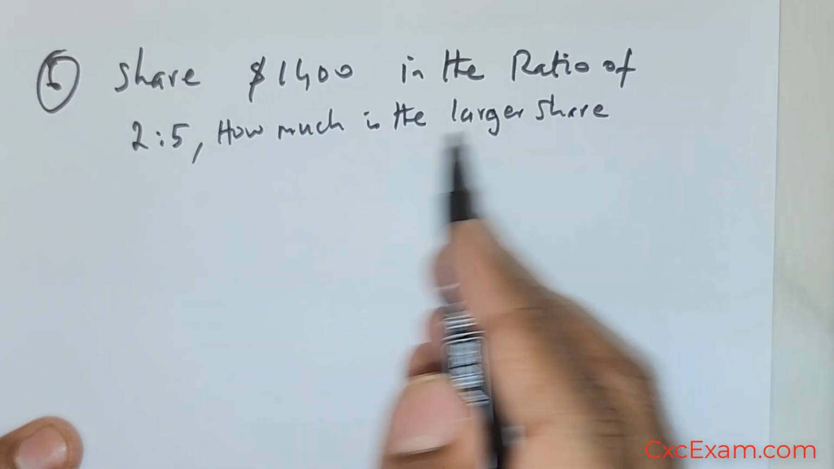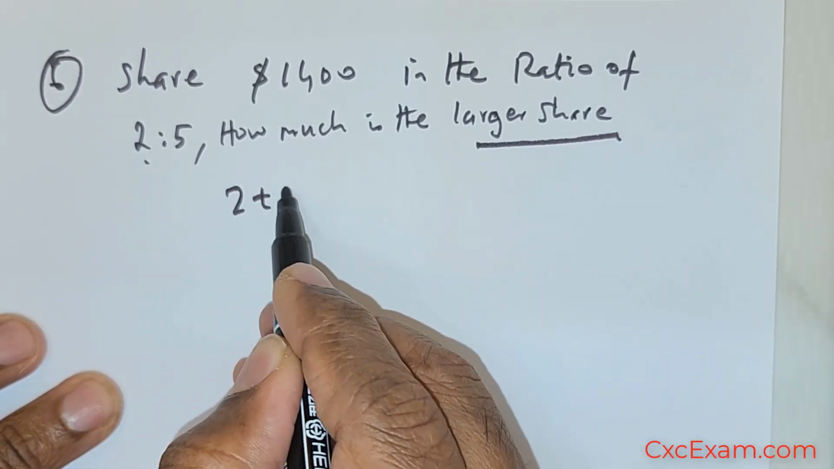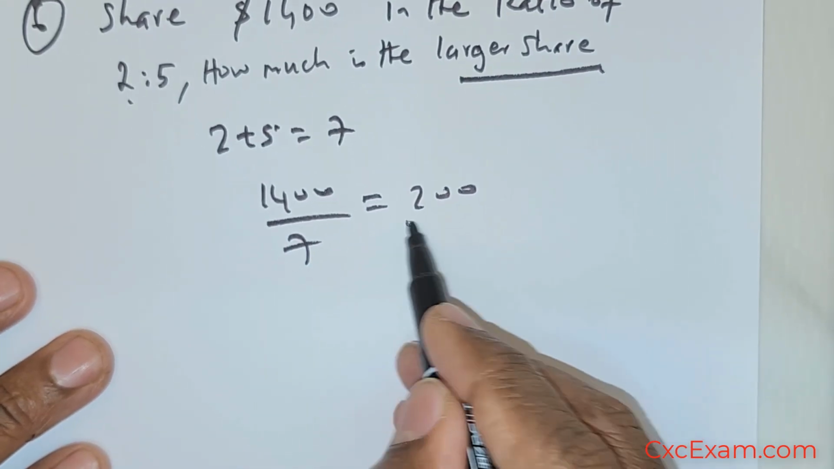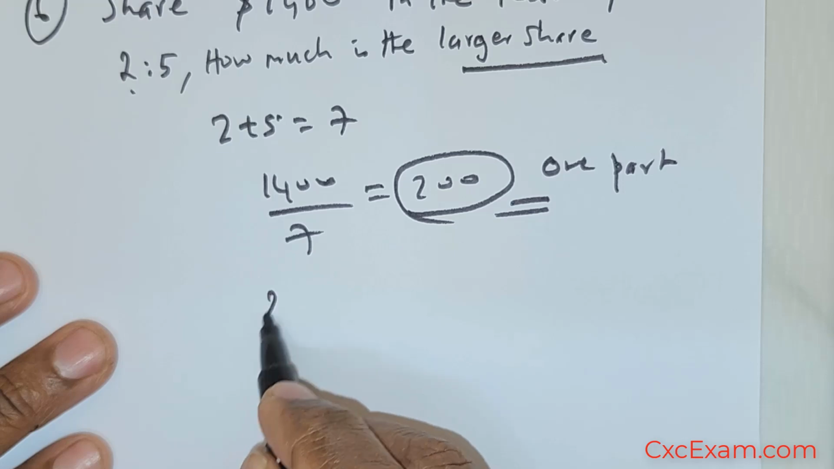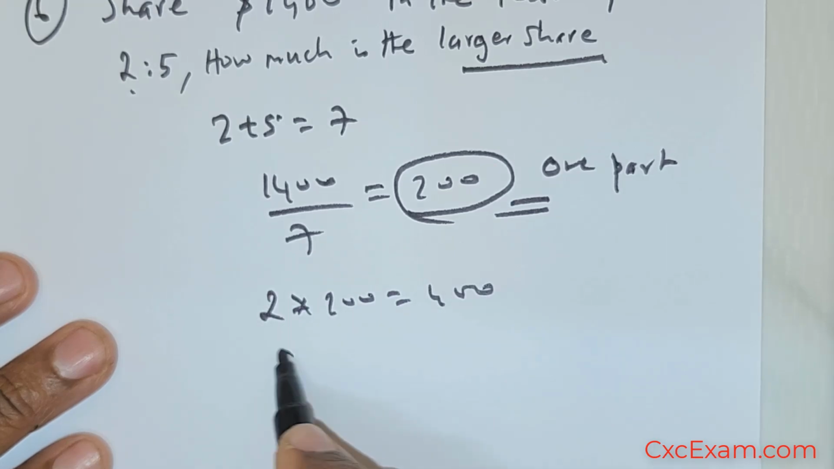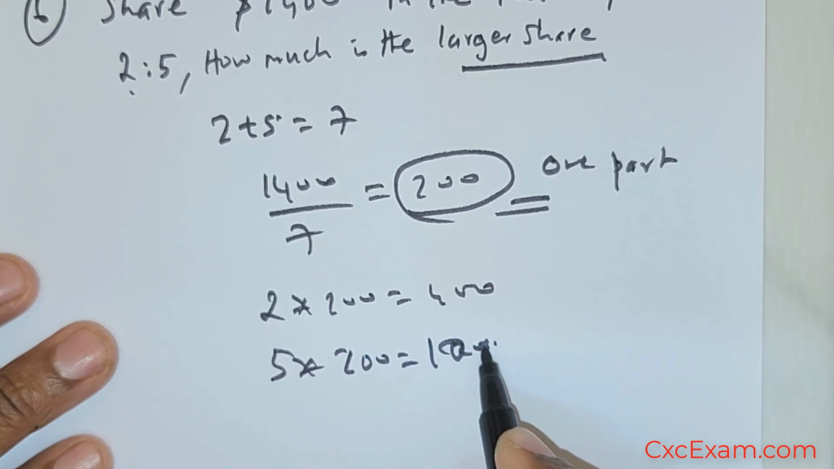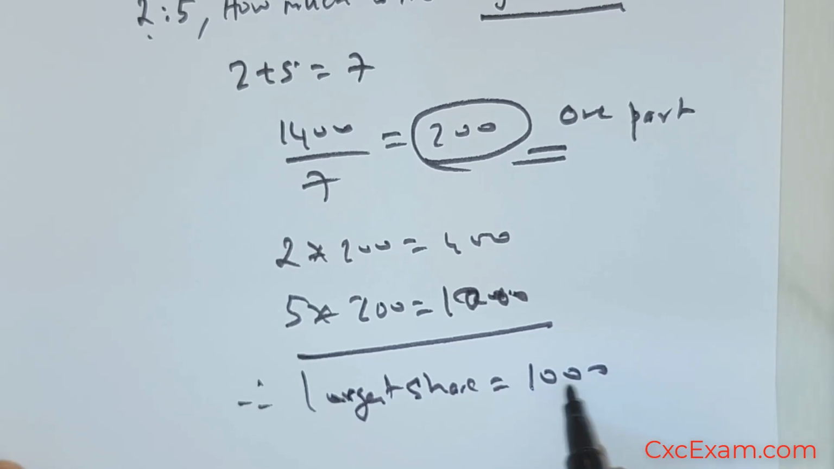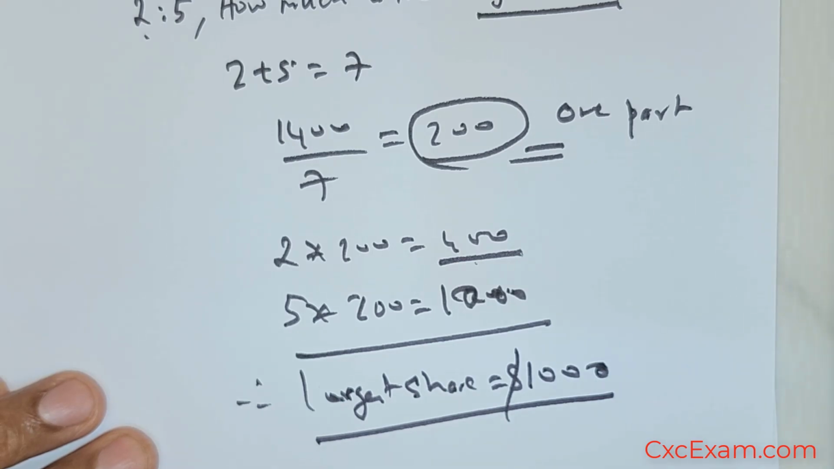Question: share 1400 in the ratio of 2:5. We are expected to find the largest share. So you add 2 with 5, you get 7. Then you take 1400, divide by 7, you get 200. So one part is equal to 200. Therefore 2 parts means 400, and 5 parts means 5 twos are 10, so the largest share is $1,000. That's the largest share. The smallest share is $400.